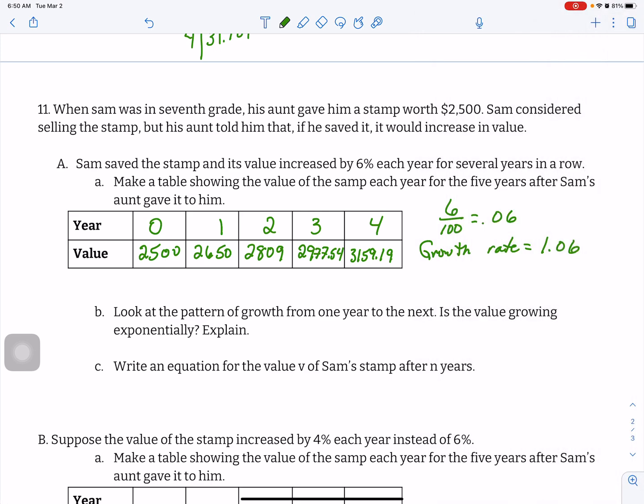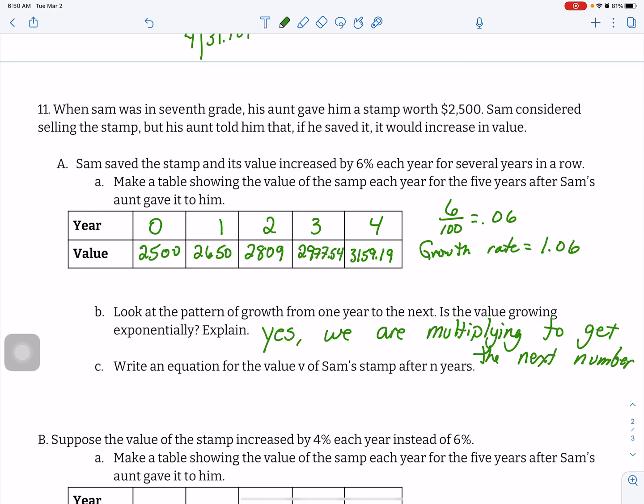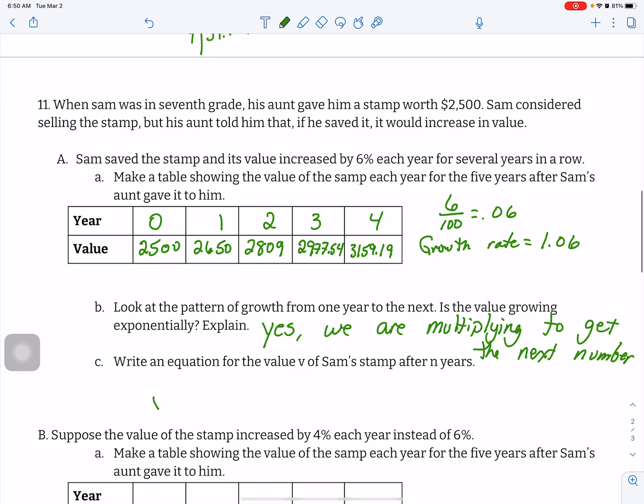And so is it growing exponentially? Yes, because we are multiplying to get the next number. And then our equation is going to be our initial amount times our growth factor. So we can't just put that percent in there because otherwise it would go away. If we put in 0.06, we're not going to actually be growing. We're going to be decreasing.